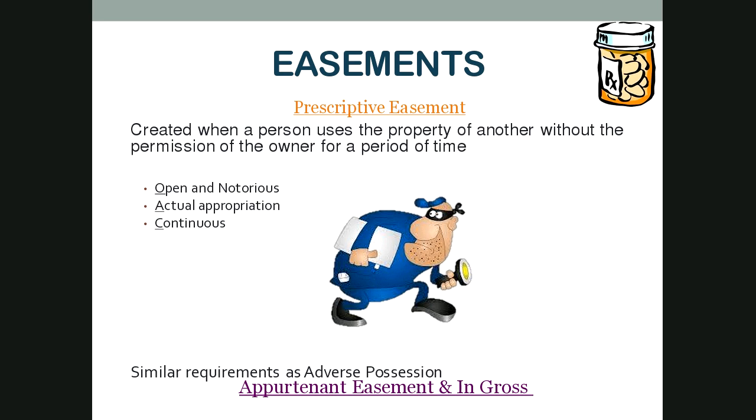It has to be continuous for whatever the statutory period of time is. And it has to be hostile, right? It means without consent. So the owner can't say, "Oh, sure, you can go across my lot in order to get down to the lake." They have to say, "No, you can't use my lot," or not know about it at all. It has to be hostile. So if you meet those requirements, then you can create an easement by prescription.